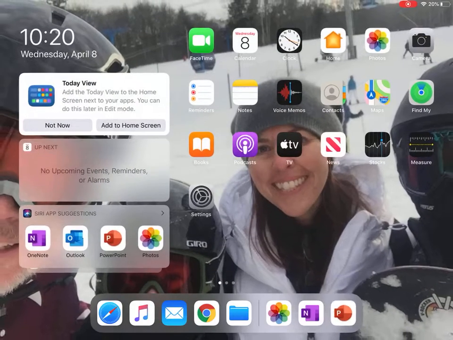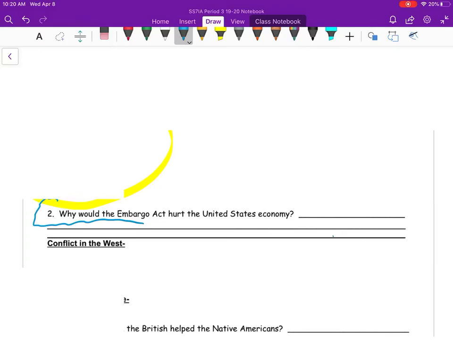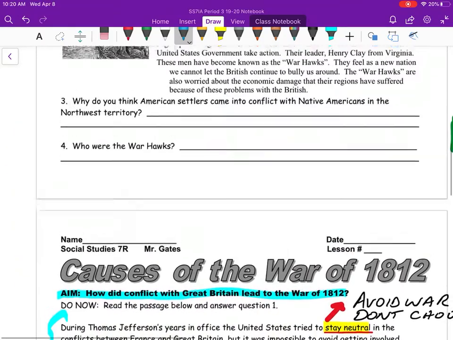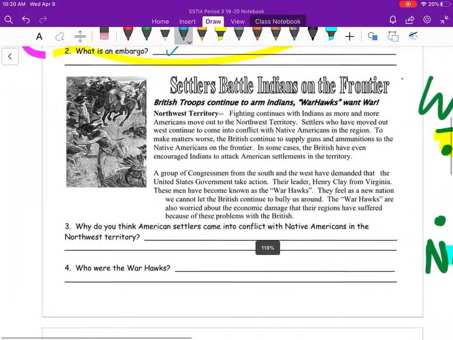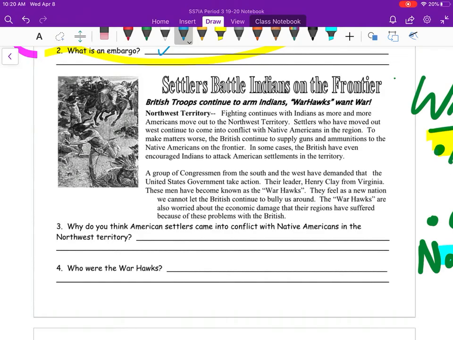Now, go back to the worksheet and take a look at the second half of page 1. Not only were there problems out at sea on ships, there were problems out west. I want you guys to read this second part of the lesson, answer question 3 and 4 here, and we will go over this as well. Pause my video.